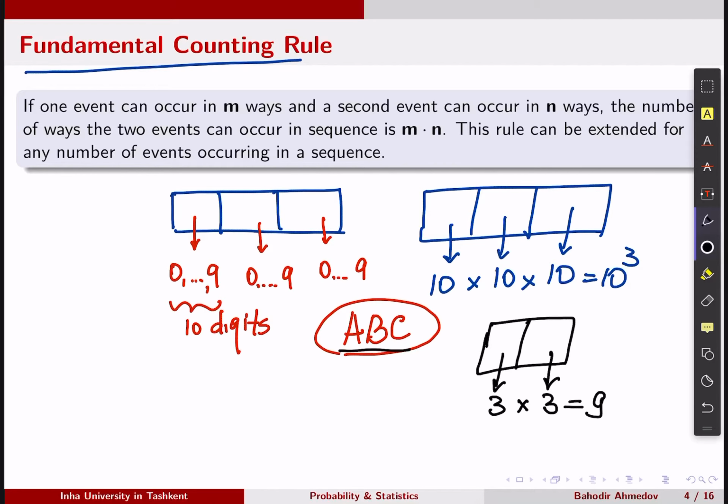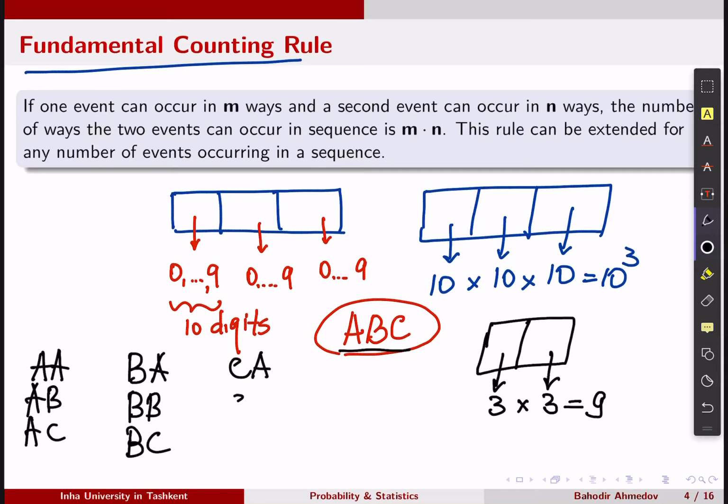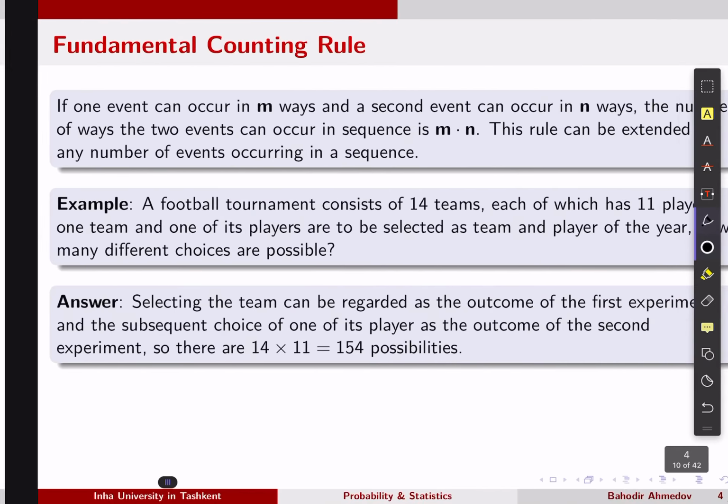We can even list them. It's going to be AB, AC, or BA, BB, BC, or it might be CA, CB, CC. So 9 different words can be generated using the 3 letters. Okay, let's do a couple more examples.